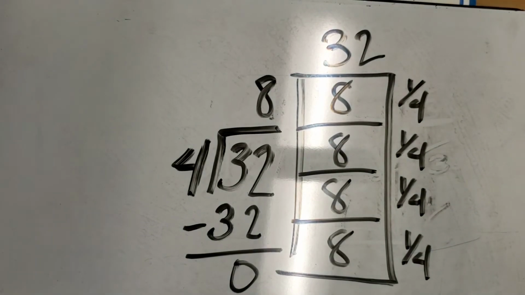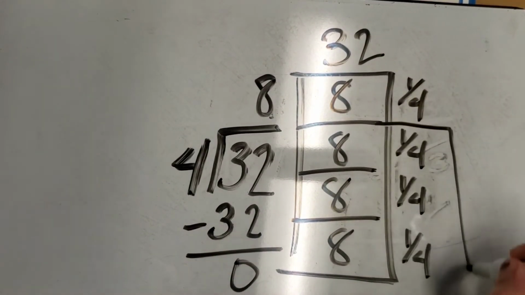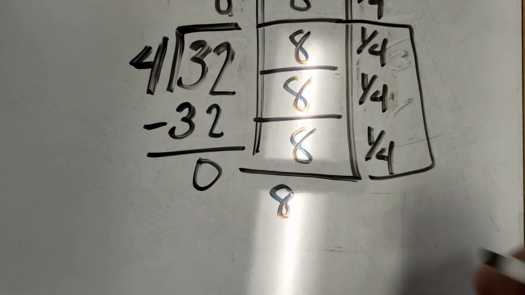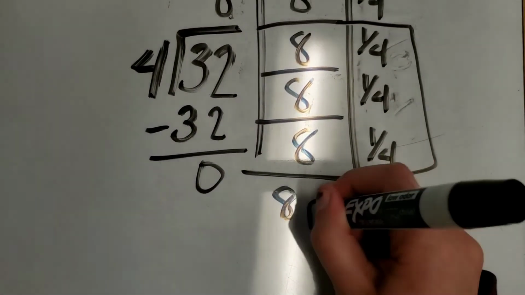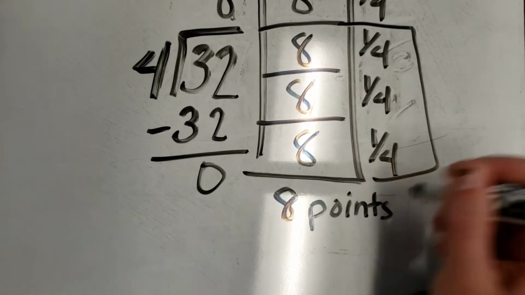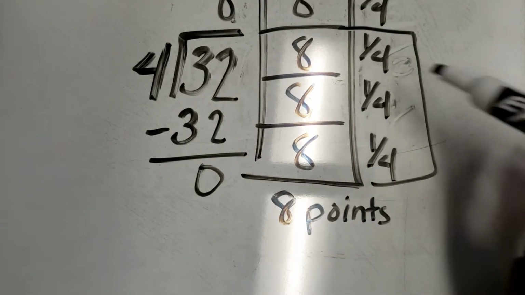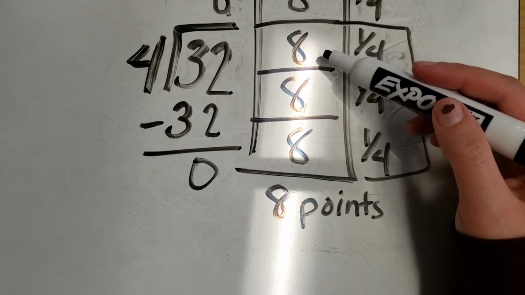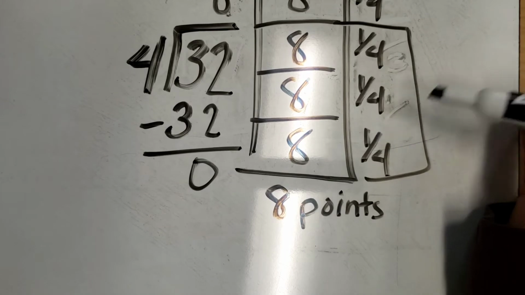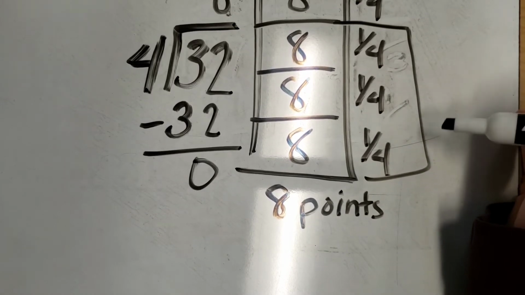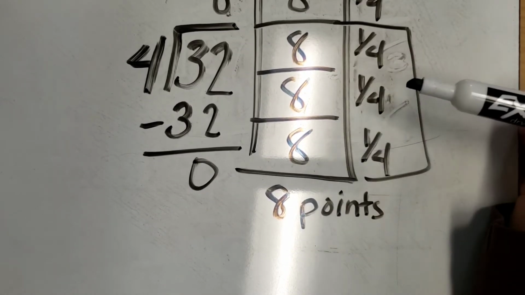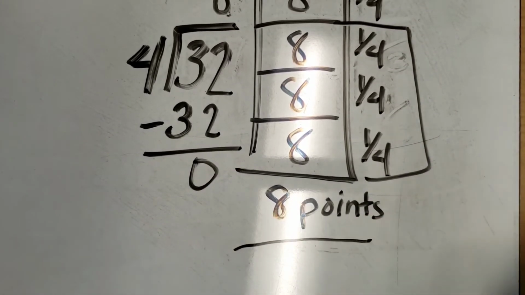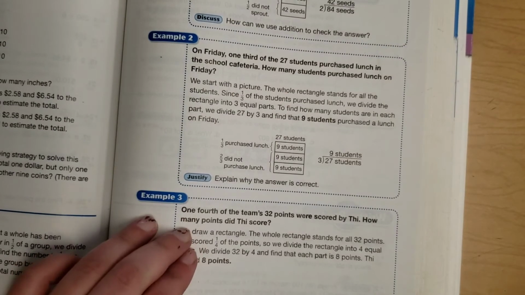Now if we wanted to figure out how much everyone else scored, because we know he scored 8 points. But if we want to figure out how many points everyone else scored, we could add up what he didn't score. So he didn't score 3/4 of the points. So we would add all these up to find out how much he didn't score. But it's asking how much he did score. He scored 8 points.